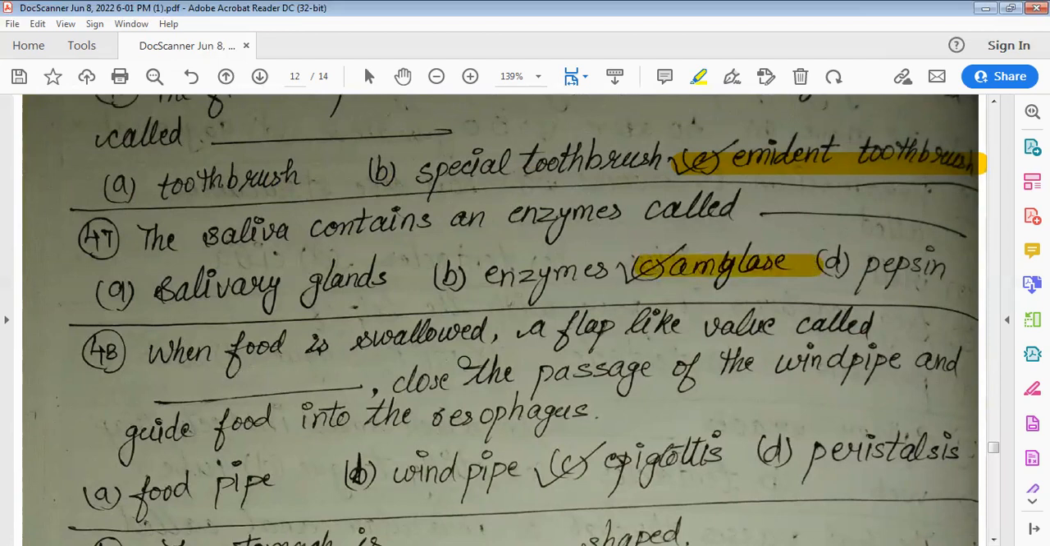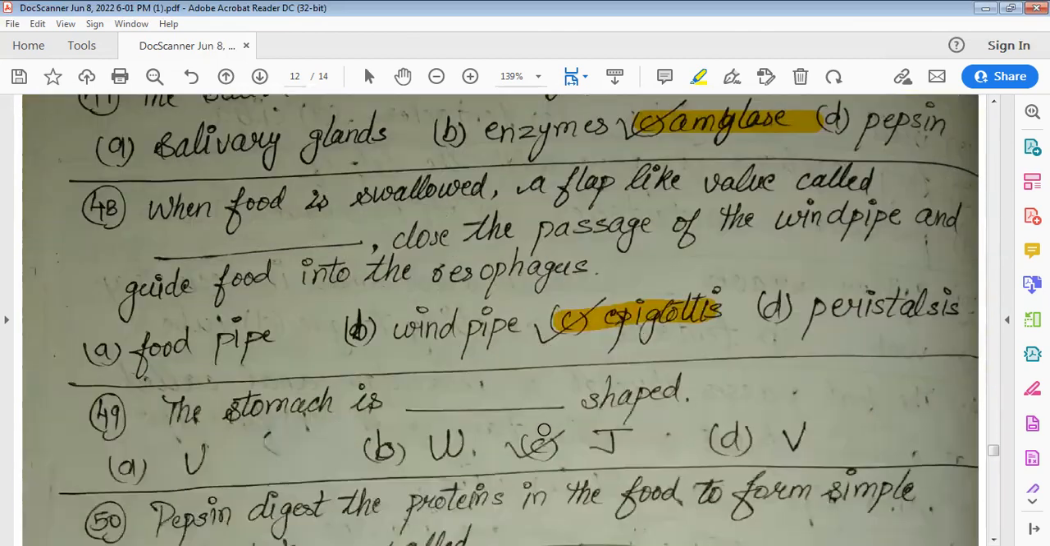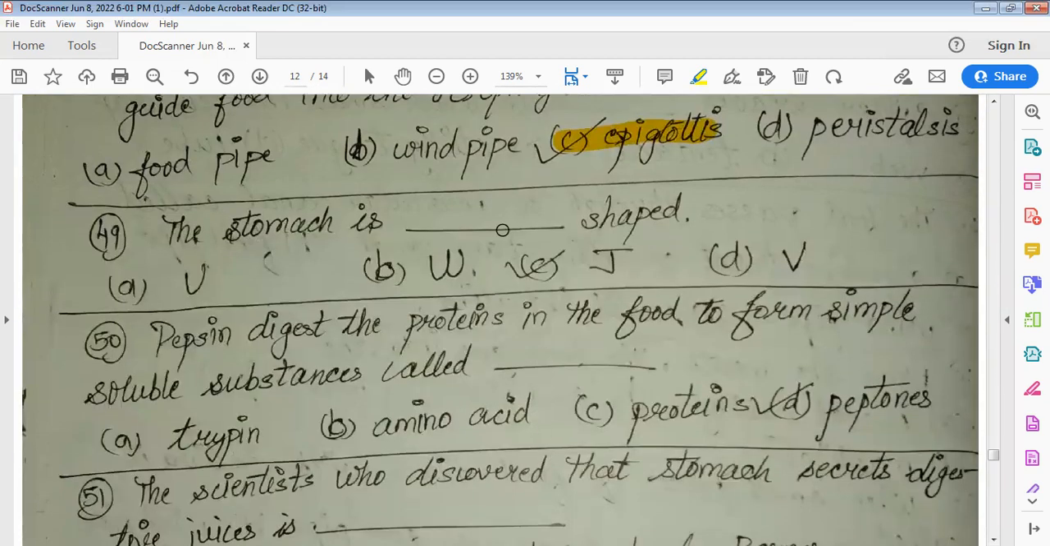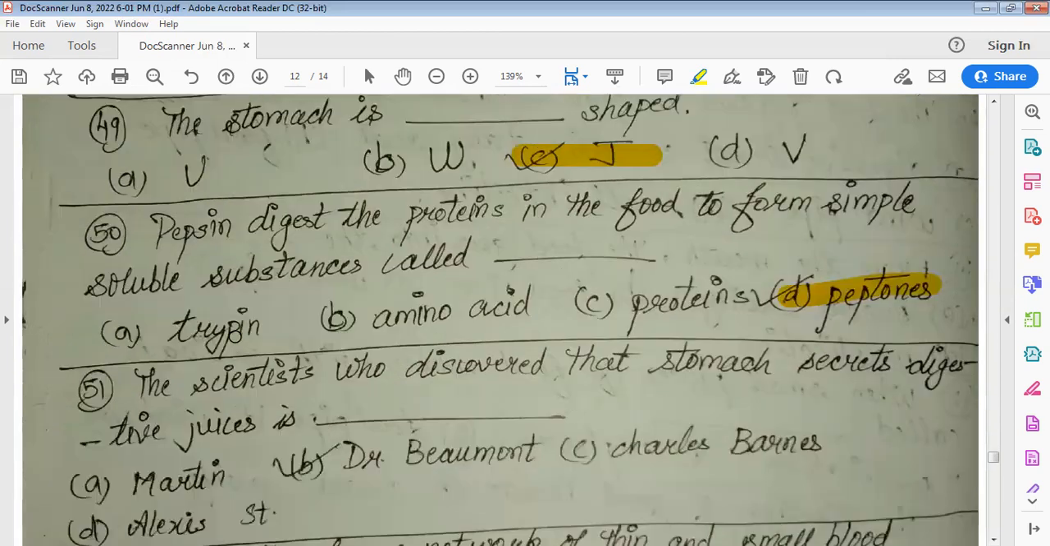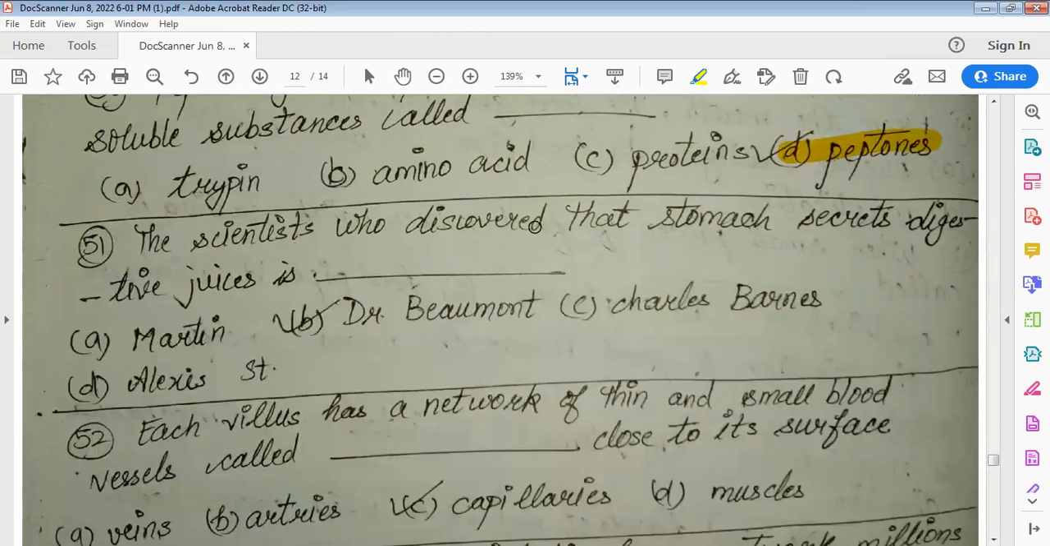When food is swallowed, a flap-like valve called the epiglottis closes the passage of the windpipe and guides food into the esophagus. The stomach is J shaped. Pepsin digests the protein in the food to form a simple soluble substance called peptone. The scientist who discovered that the stomach secretes digestive juices was Dr. Beaumont.